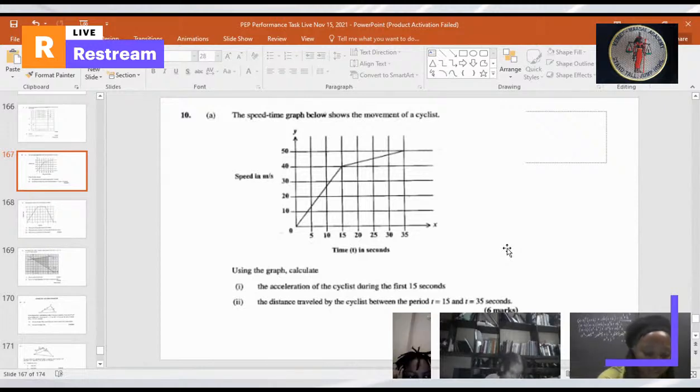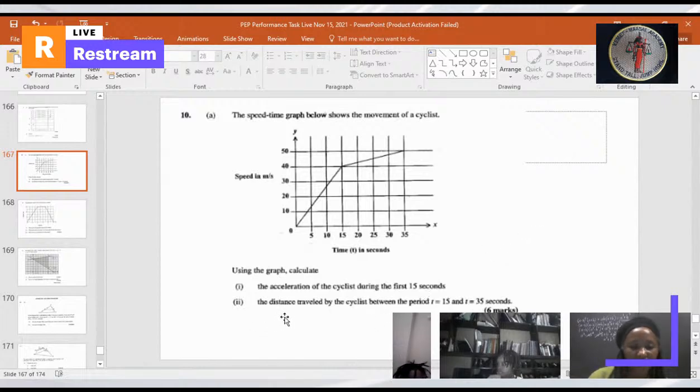Forty divided by 15. That's 2.6. So 2.6 meters per second squared. The unit for acceleration is meters per second squared.